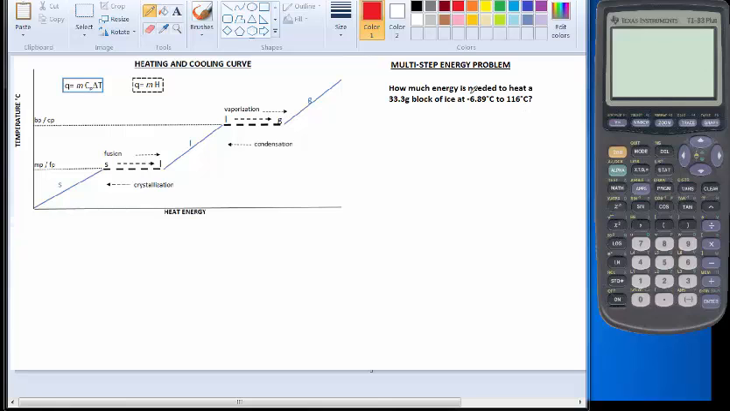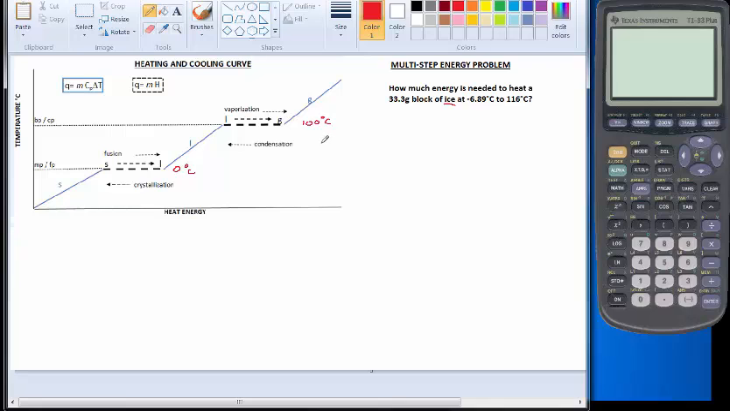In order to answer this question, the first thing that we need to do is identify the substance that they're asking us about. And in this case, our substance is ice or water. Because we know that we are dealing with ice, we know that our melting point for water is going to be 0 degrees Celsius, and our boiling point of water is 100 degrees Celsius.